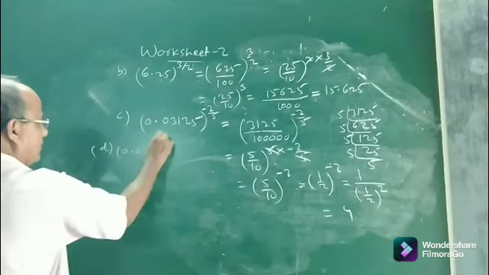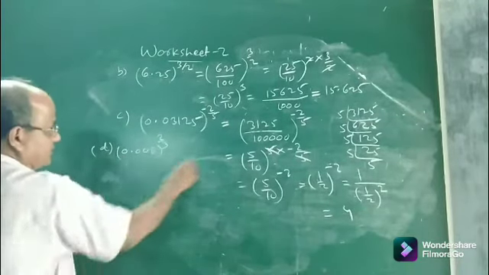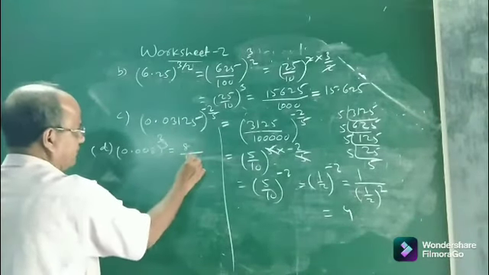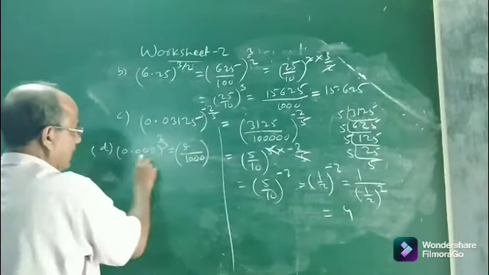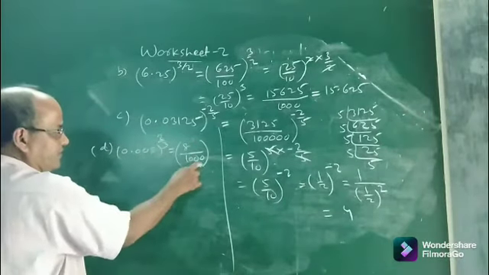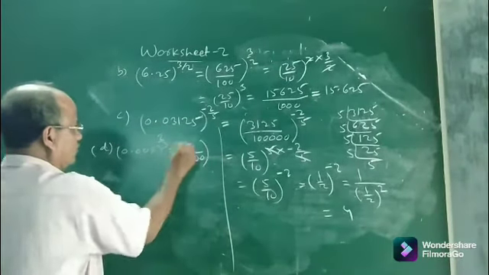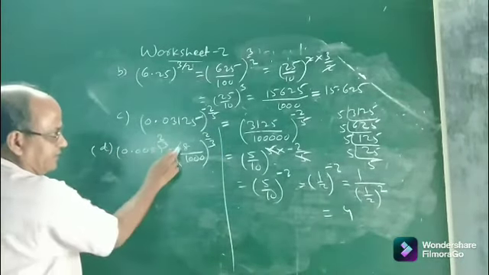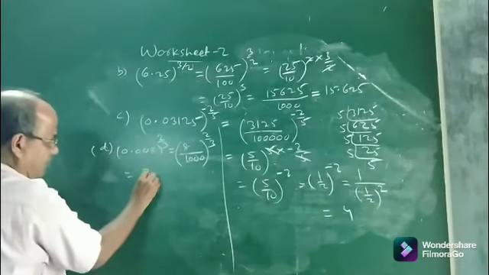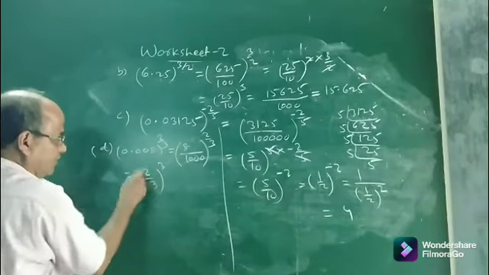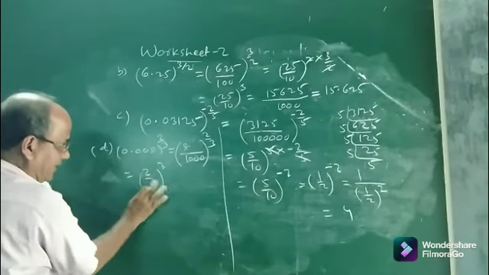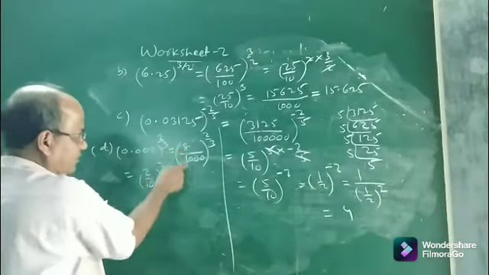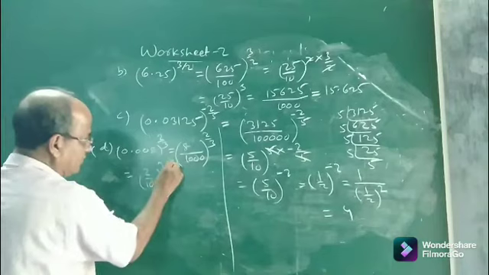It is 0.008 whole to the power 2 by 3. Similarly, if you change it into fraction, it will be 8 by 1000. As there are 3 decimal places, so there will be 3 zeros after 1. So 8 by 1000 whole to the power 2 by 3. Now see, this 8 by 1000 can be written as 2 by 10 whole cube, because if you multiply 2 by 10 three times, then only you will get 8 by 1000.